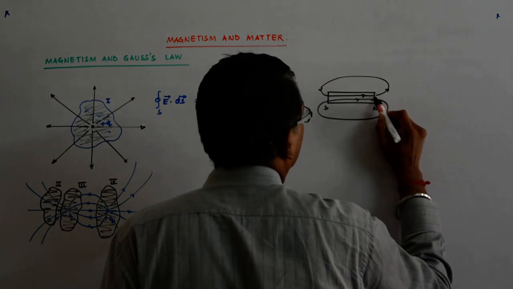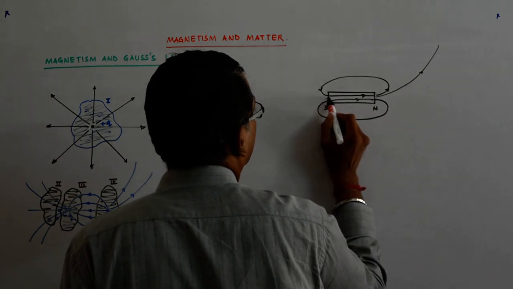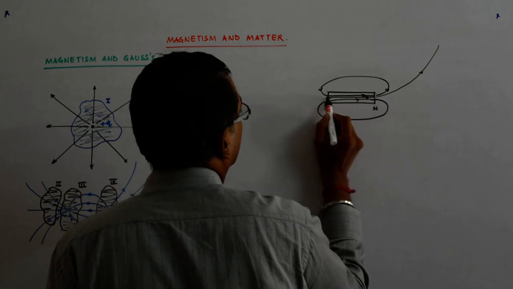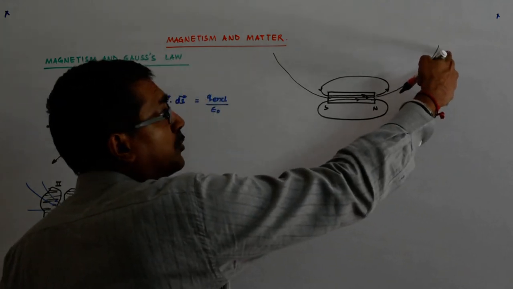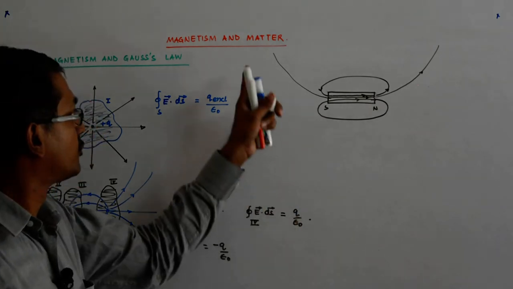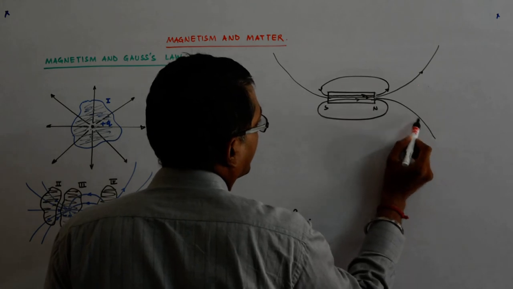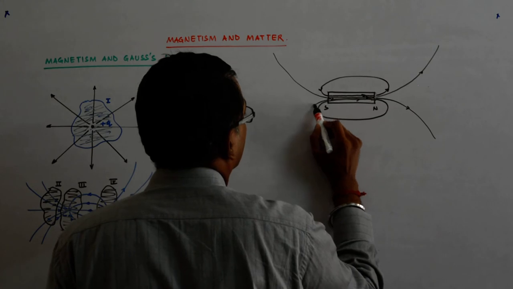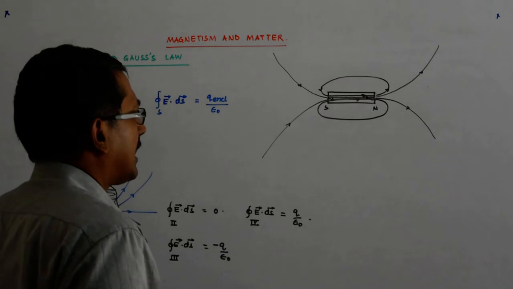From here, again it might go something like this out, but from here it has to come in. Correct? This is not an open loop. What has happened? It'll take a bigger circle and come back through this, right? Same with this. So there is a continuation. Okay. And so on and so forth.